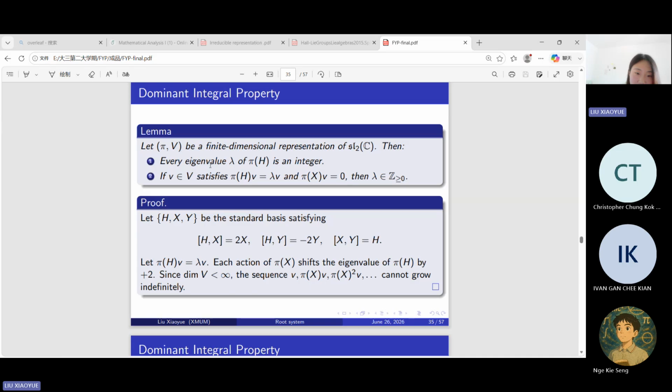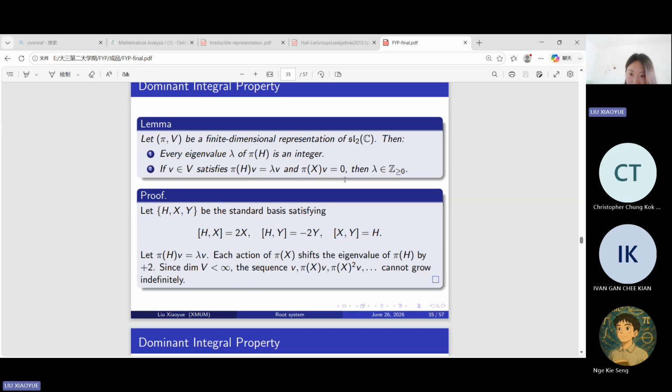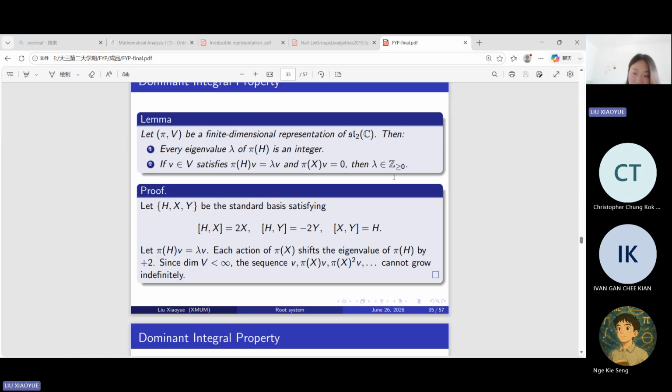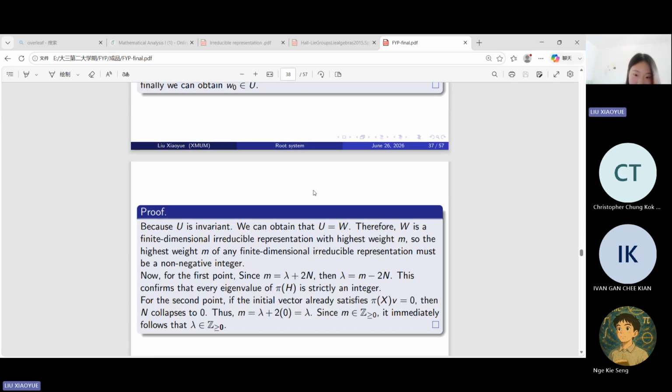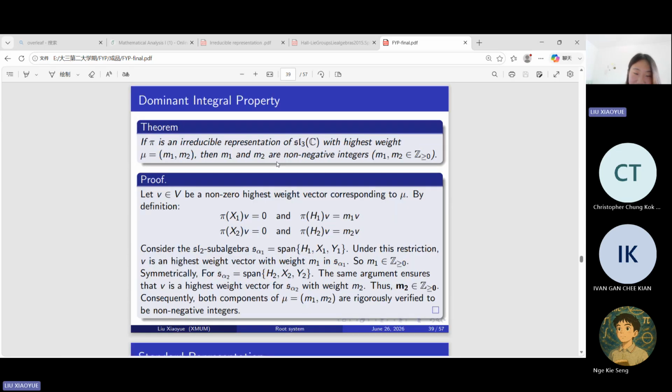The last lemma says if pi is a representation of sl2, then every eigenvalue lambda of H is an integer, and if v in this vector space is an eigenvector of pi(H) and x acting on v is equal to 0, then lambda is a non-negative integer. I think the proof can be skipped.